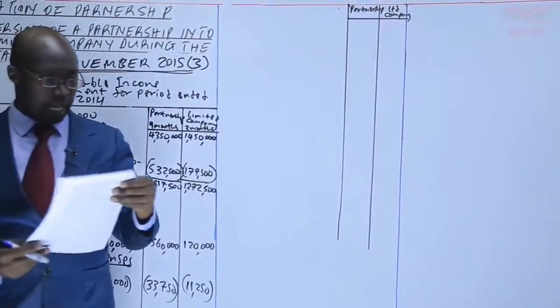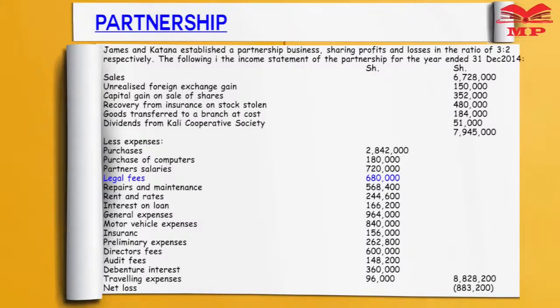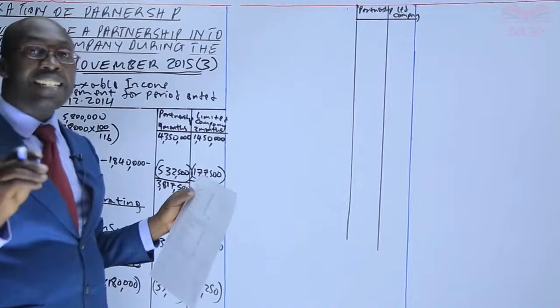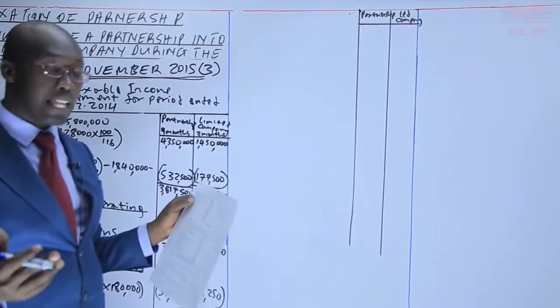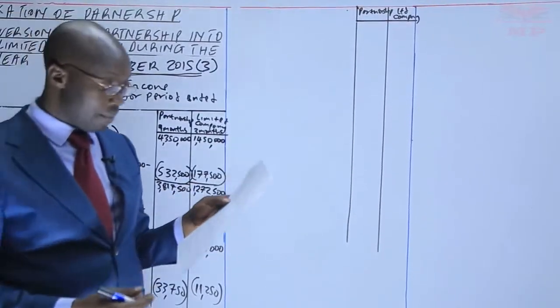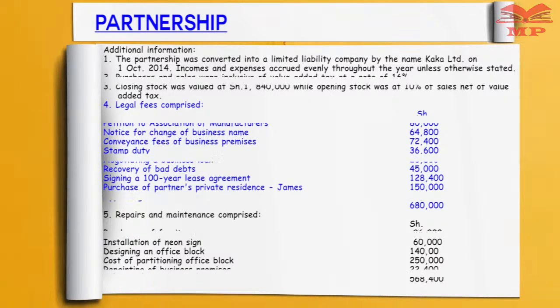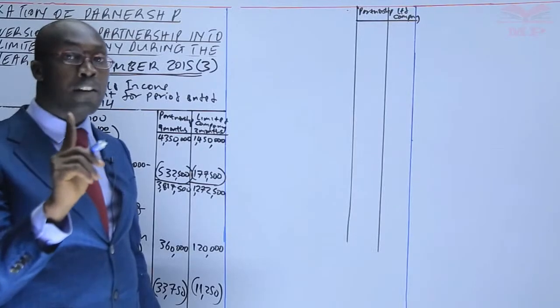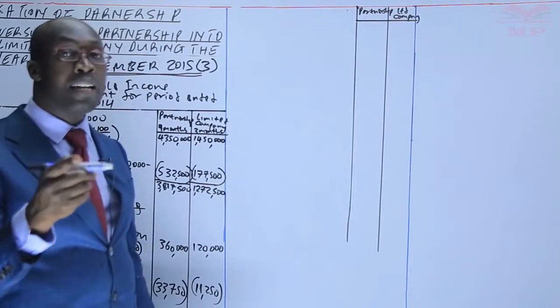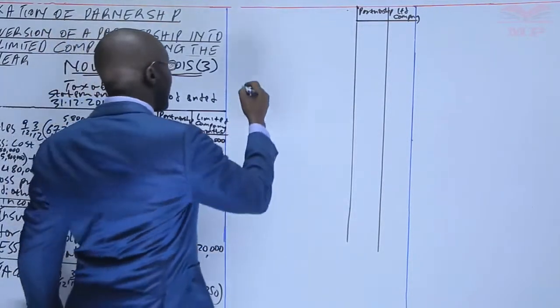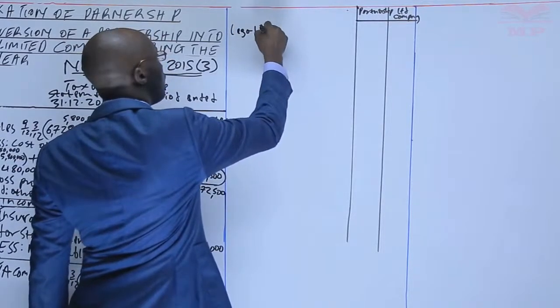So the next expense in line is the partners' salaries. But we said partner salary is not allowable. It's for the partnership and it's not allowed. The other one is legal fee. Legal fee we said is usually allowable unless it has additional information. It is explained further, which is the case in here. If you look at point number 4, it is saying legal fee complies, petition to association of manufacturers and the rest. So what you need to do, you need to post one figure here because we are using the gross profit method now. You post another allowable expense, which is the legal fee.